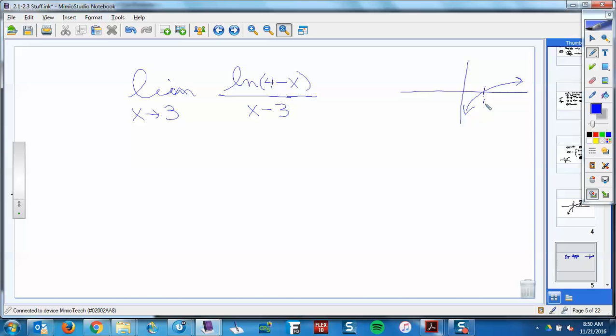Now, if we had a graph of it, we'd be in great shape, right? If we had a graph of this thing right here, we'd be in great shape, right? We could probably tell. So that's what we're going to do.